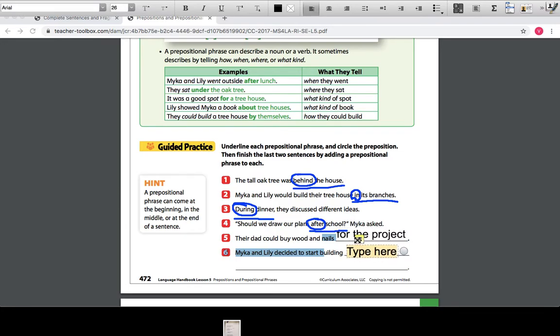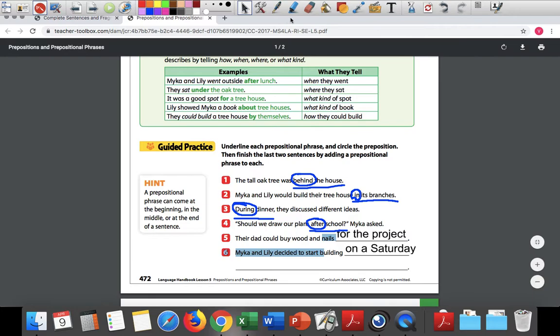Put another one right here. Mika and Lily decided to start building on a Saturday. We've already got my period at the end of the sentence. So on would be my preposition, and on a Saturday would be my prepositional phrase. Let's see if I can get out of this. There we go.